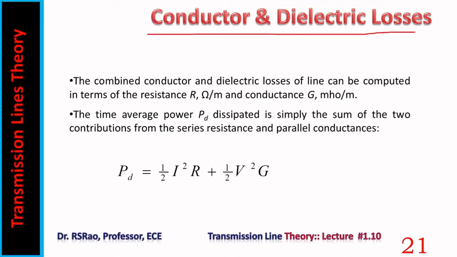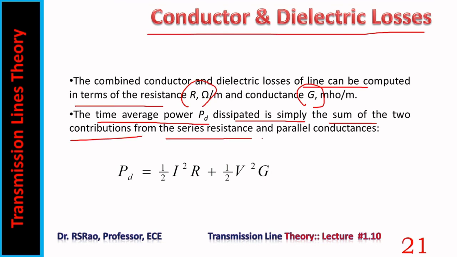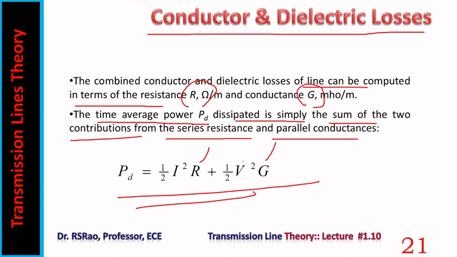Conductor losses and dielectric losses together. The combined conductor and dielectric losses of a line can be computed in terms of resistance and conductance. Resistance and conductance are part of the primary constants about which we are going to discuss. So, the time average power dissipated is simply the sum of the two contributions from the series resistance and parallel conductance. See, this is resistance, this is conductance, this is voltage, this is current, because these are phasors.